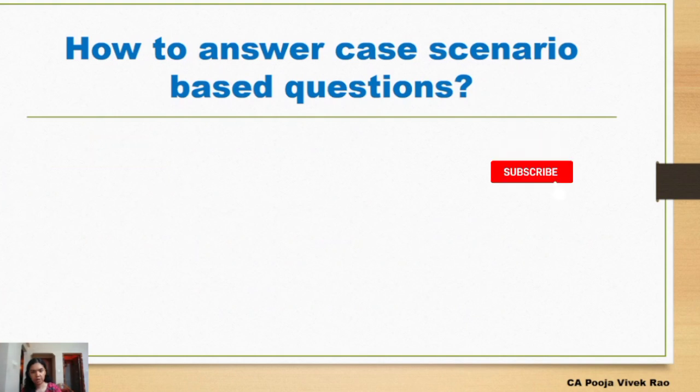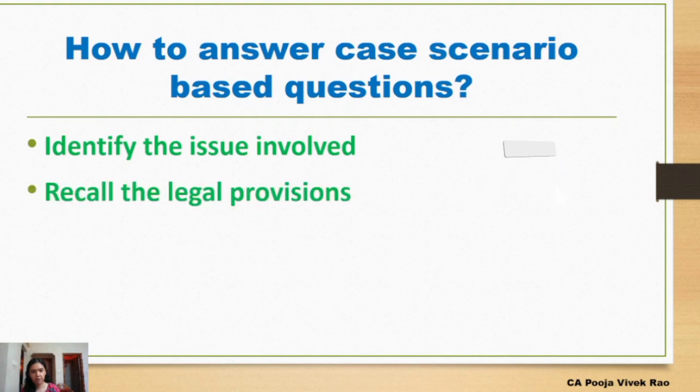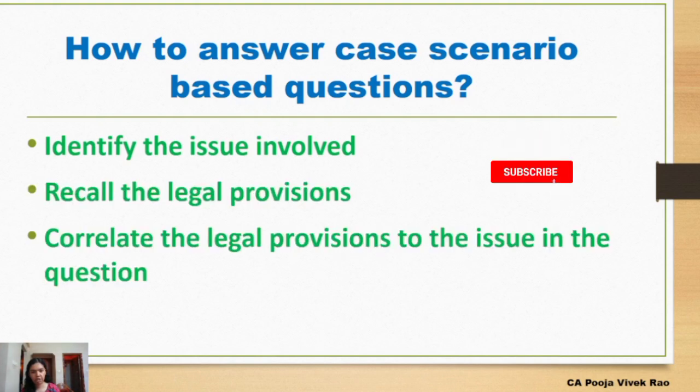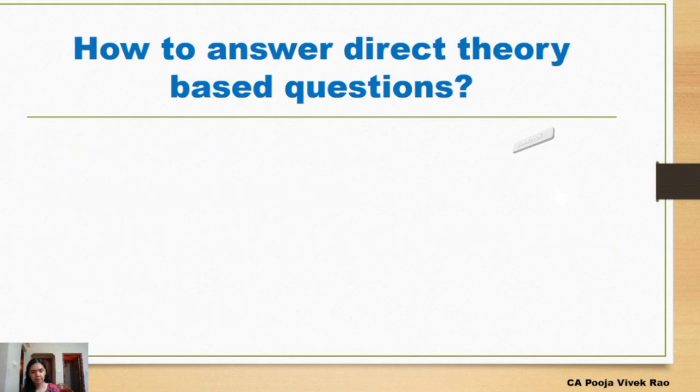How to answer case scenario based question. So as mentioned earlier, there will be two types of question, case scenario and direct theory question. So in this webinar, they have explained as to how you can answer for each of these case scenario as well as direct theory question. So for case scenario question, first you have to identify the issue involved and then you will have to mention the legal provision. Then the next step will be to correlate the legal provisions to the issue in the question and then you have to give the appropriate conclusion. So there are 4 steps in this. And also if there is any case law involved, you can mention the name of that case law and also you can mention what decision was taken in that case.